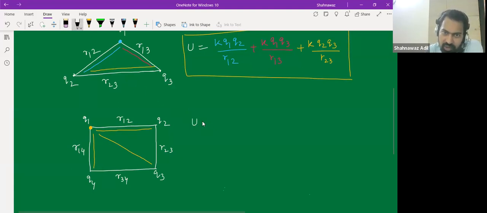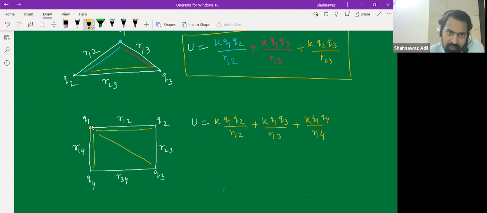This would be how much? This would be KQ1Q2 by R1 plus KQ1Q3 by R13. So I am writing this as R13 distance. And then the next one is KQ1Q4 by R1. So this is for Q1.